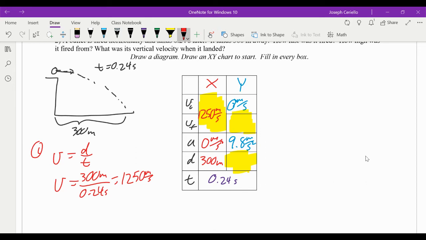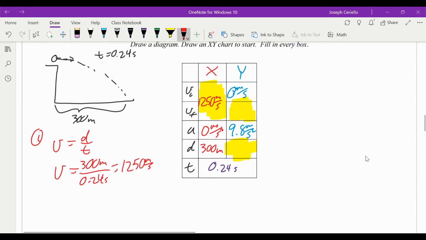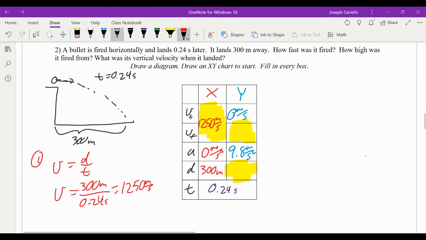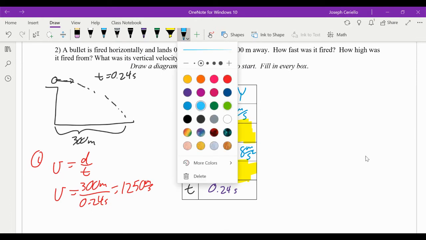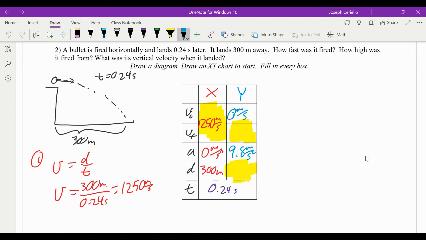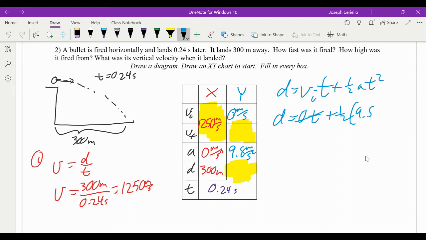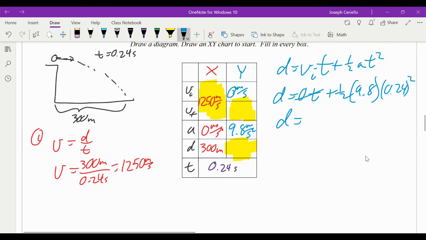All right, so now we're looking for how high it was fired from. We're looking for dy. All right, so that's not changing right now. We'll go here. I'll change it to this color. So dy. So let's do d equals Vit plus 1/2 at squared. You can try different equations, but this is the one that's going to work best. Now we have d, we have Vi is 0 times t, so that goes away, plus 1/2, 9.8, and then 0.24 squared. And then d should come out to be, let's see, yeah, 0.28.